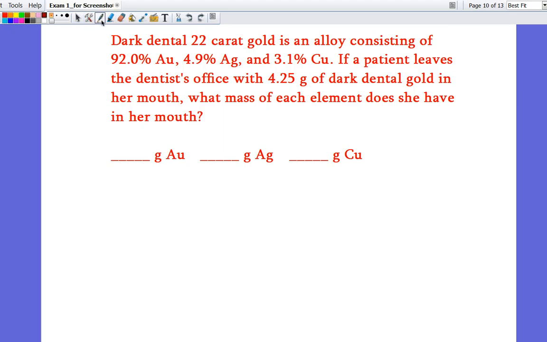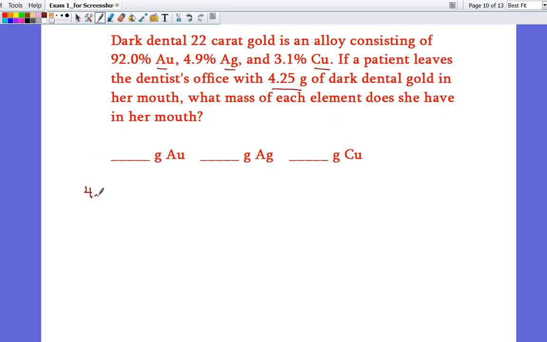Okay, so I'm going to work a few more problems from exam one. This was one of the questions where you had this particular filling that consisted of a gold alloy. Then the question asked what mass of each element, based on the percent by mass up here and the total mass of the filling material. It's a pretty simple problem to do.